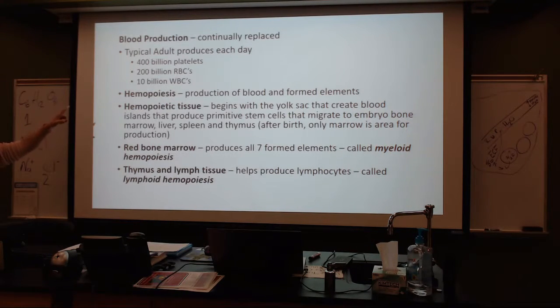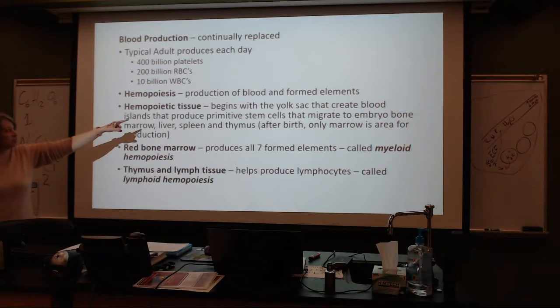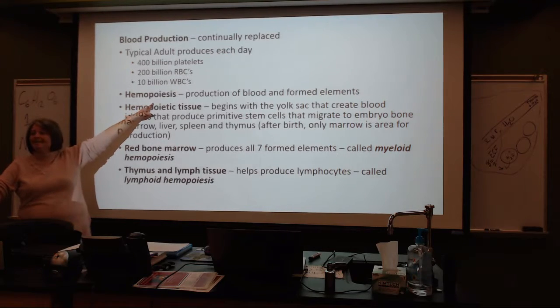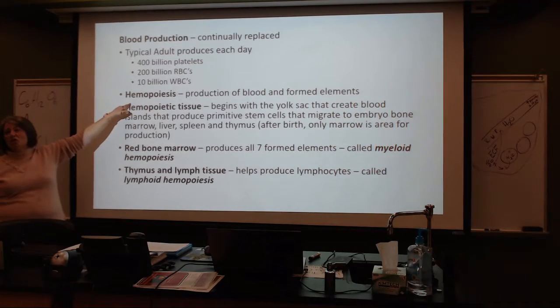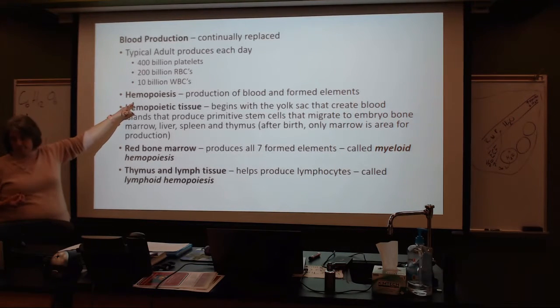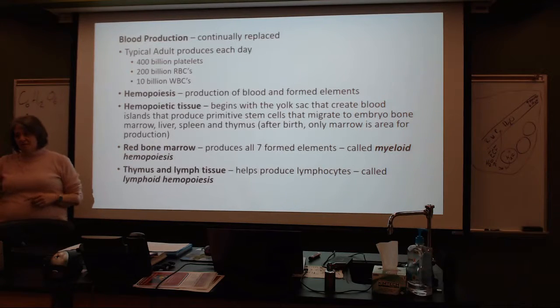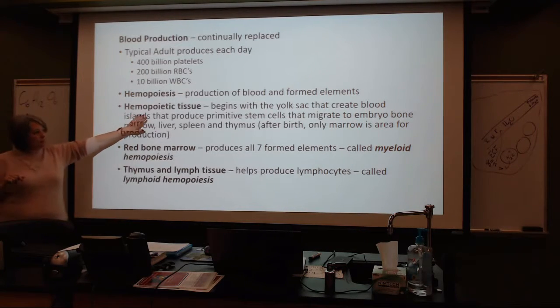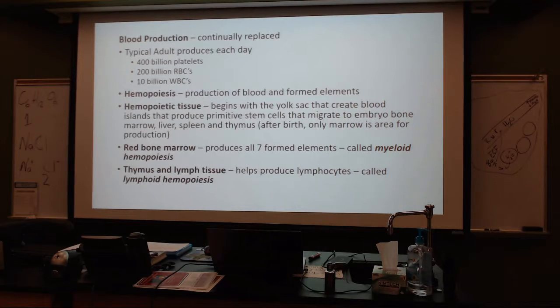The production of the blood and these formed elements, which are my platelets, my red blood cells, and my white blood cells, is called hemopoiesis. Anytime you hear the term heme, think about the blood, because there's a reason for that. Hemoglobin, it's really cool. We have in our body hemopoietic tissue, tissue that helps blood production.